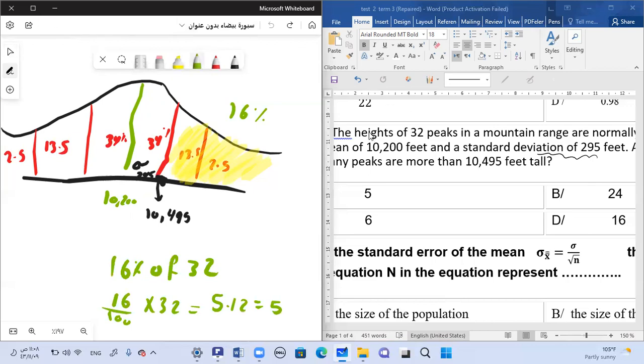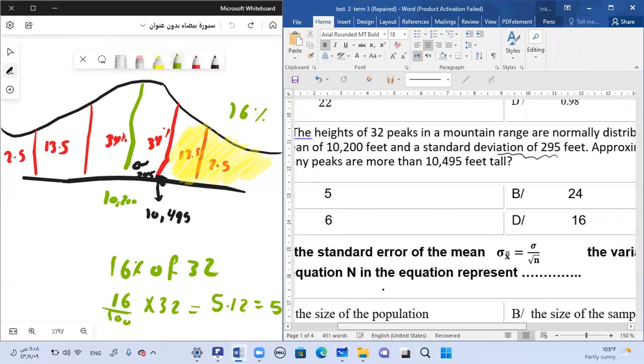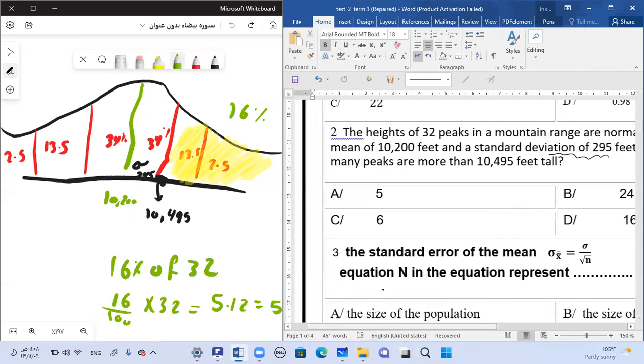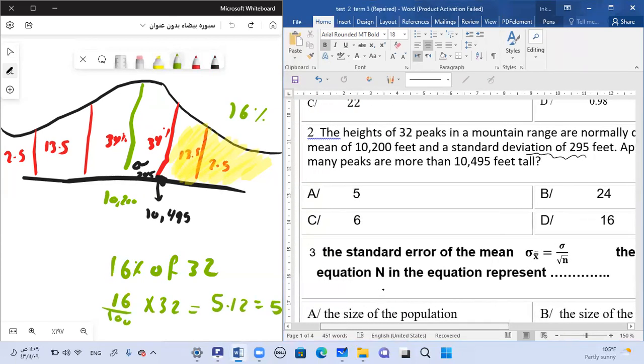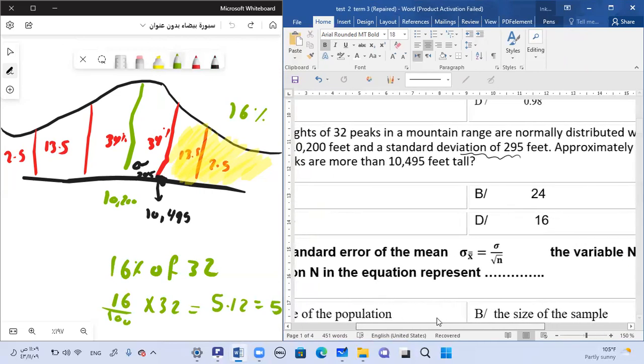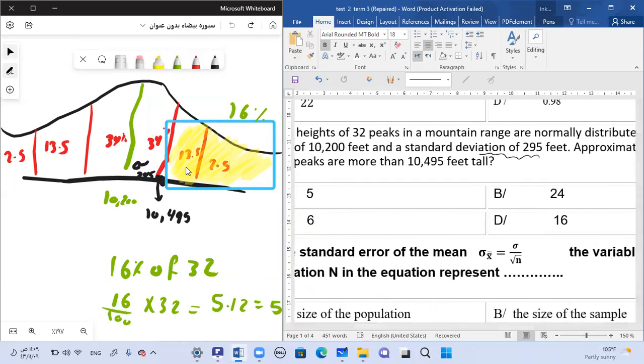Multiply by 32 because the greatest value is the height of the mountain, 32. I will repeat it again quickly. If I want to find how many more than, and I have the words normal distribution, yes, we should draw the graph and draw the percentages on the area under the curve. This represents 34, this represents 13.5, and this represents 2.5. We should remember this.